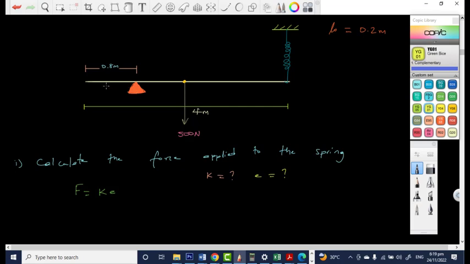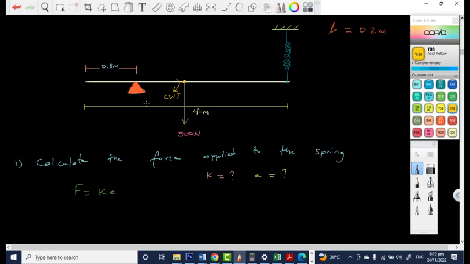But look at the setup here. What does this remind you of? The moments, the seesaw. So we can consider moments because if we look closely, we're going to have the weight producing a moment in this direction, which we refer to as a clockwise moment.